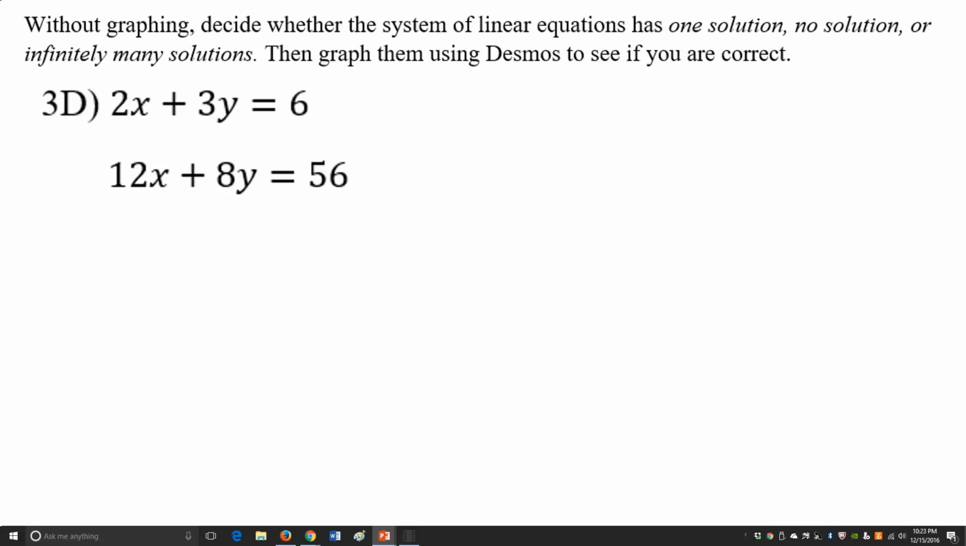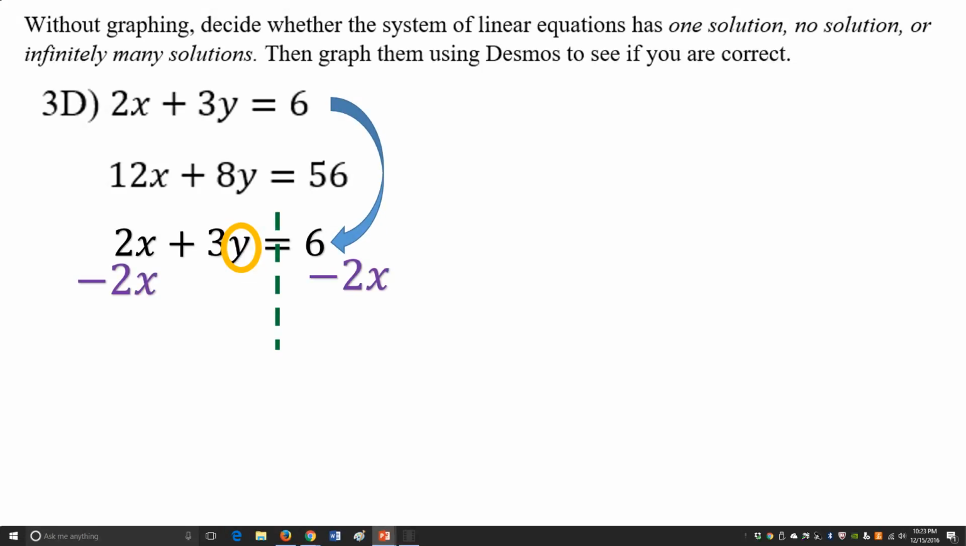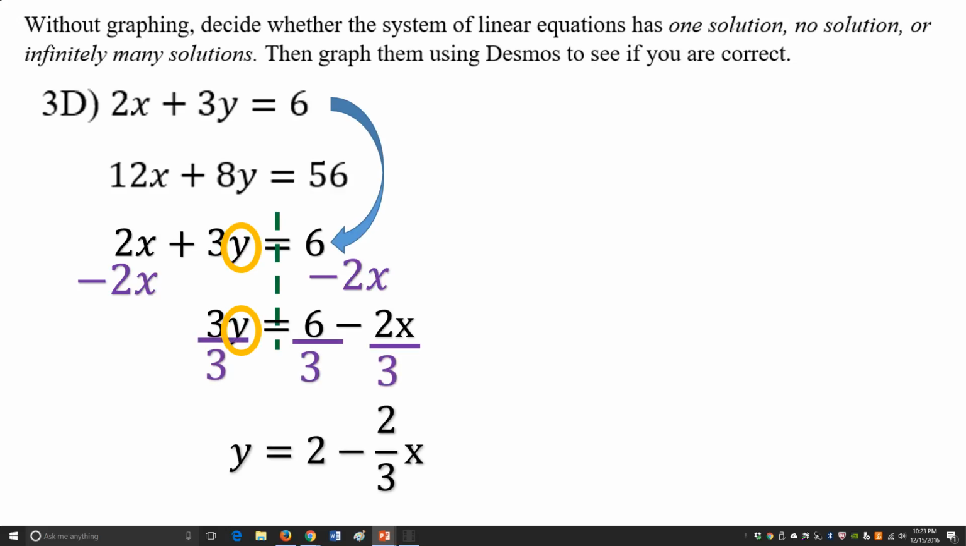This last one is the most work because you'll notice both of these are not written in slope-intercept form. So we have to rewrite this one, isolating the y. Go ahead and please try it and then check how you did. Subtract 2x on both sides. You'll get 3y equals 6 minus 2x. Still got to get the y by itself. So divide by 3, divide by 3, divide by 3. And so this becomes y equals 2 minus 2/3 x.